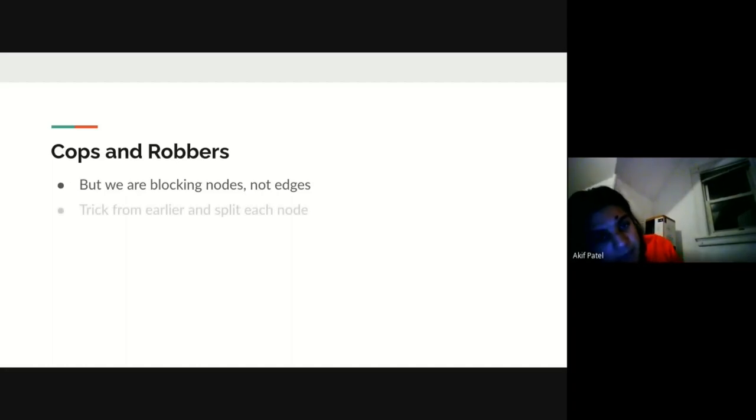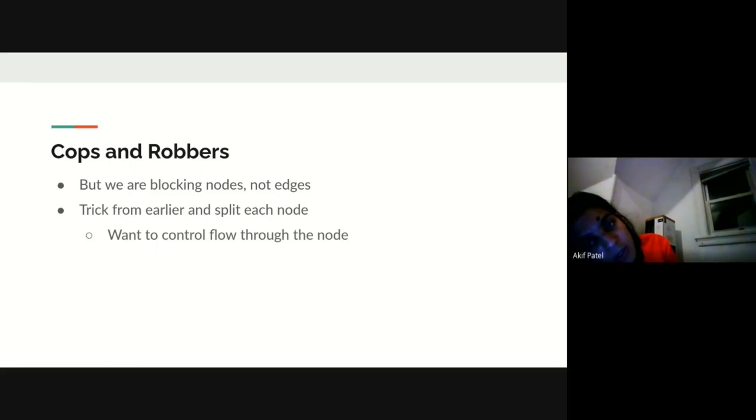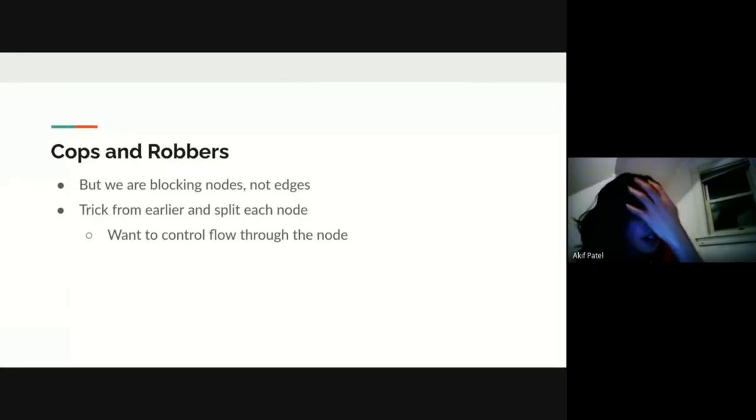Okay. So the trick for each one is to split each node into an in node and an out node. That's what we sort of had before. All the edges going into the node go into the in node, and all the edges coming out of the node go out from the out node. And the control edge goes from the in to the out.